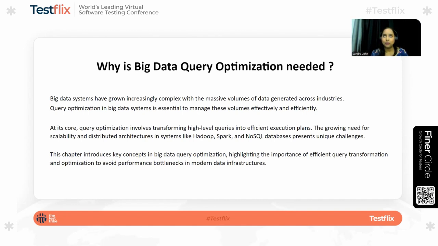As big data grows, there is a growing need for scalability and distributed architecture systems like Hadoop, Spark, and NoSQL databases, which present their own unique challenges. From now onwards, we are going to introduce you to the concept of big data query optimization by highlighting the importance of efficient query transformation and optimization in specific areas where it can prove to be a performance bottleneck, considering the modern infrastructure that we are currently using.